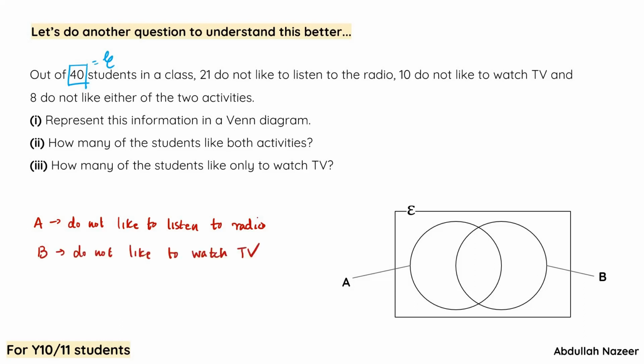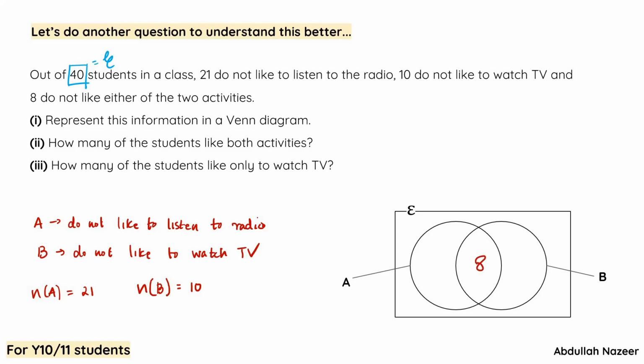So we know that NA is 21, because 21 people do not like to listen to the radio. So NA is 21, and likewise NB is 10. In this question again, they have given the middle set, which is 8 who do not like either of the two activities. So there are 8 people who do not like to listen to the radio and do not like to watch the TV. Those 8 will definitely go in the middle.